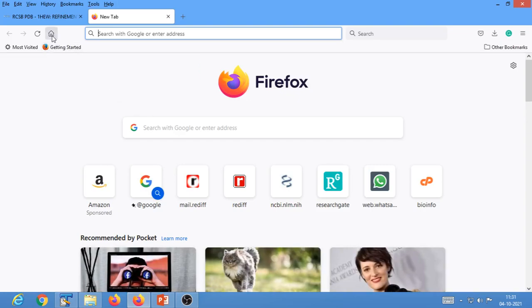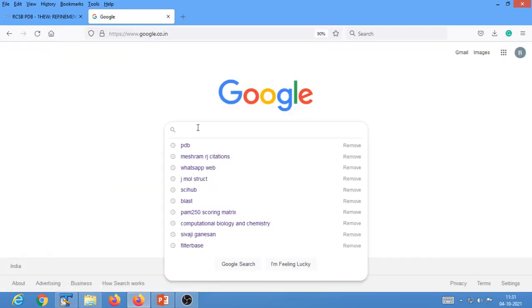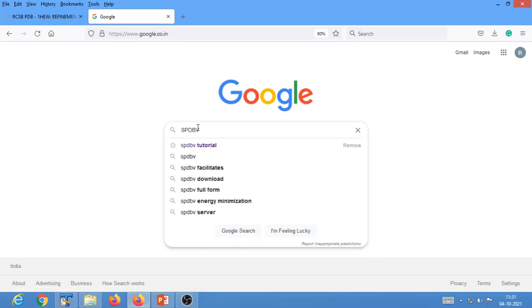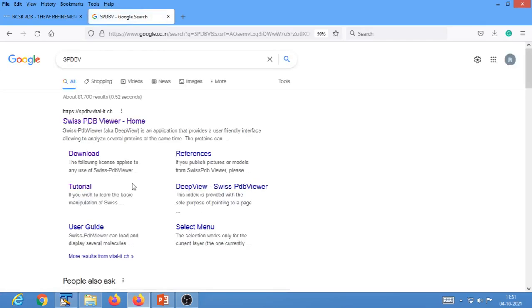But for our demonstration purposes, most of the time we would be dealing with SPDBV. You can search for SPDBV, and go to the download page of Swiss PDB Viewer.